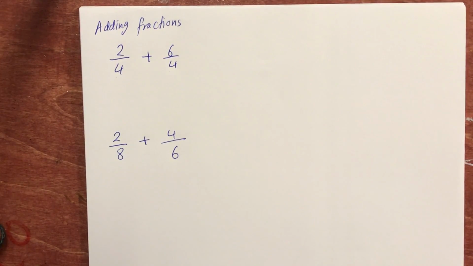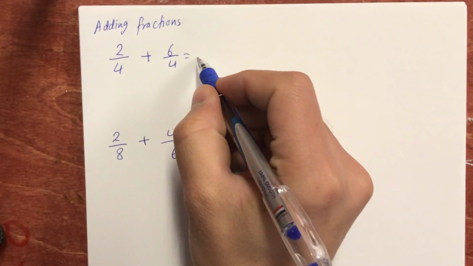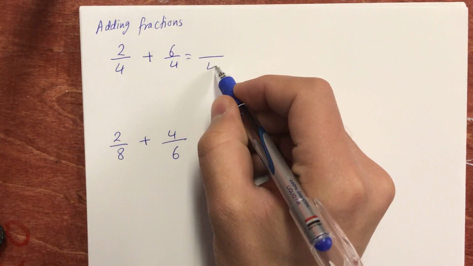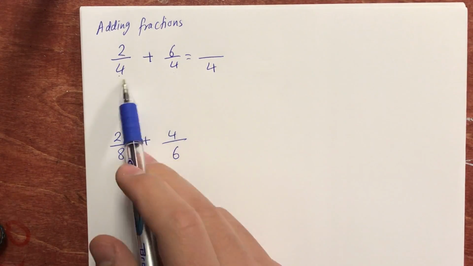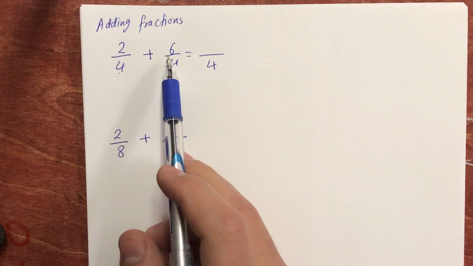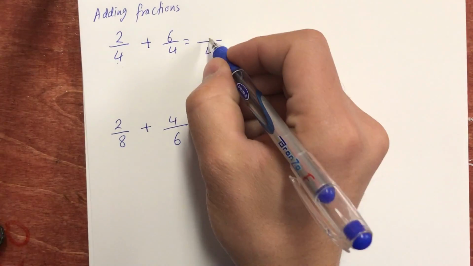So if we have something like this, if the 4 in both fractions is the same, we're going to write it down the same. It does not get added. However, we add the numbers on top, or the numerator. 2 plus 6 is 8.